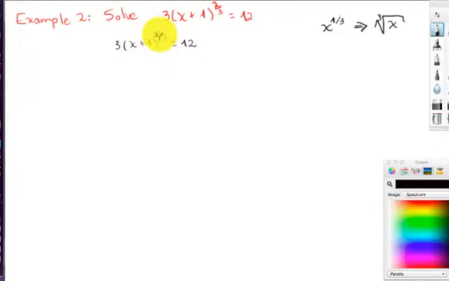Okay, so we somehow want to solve this equation. Again, we want to get rid of whatever fractional exponent we have, whatever radical we have. There's a couple of ways to do this, but I'm going to show you the faster way to do it.